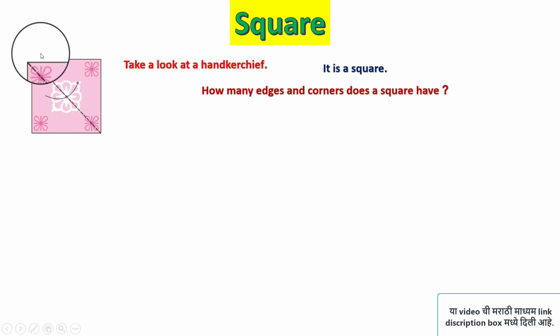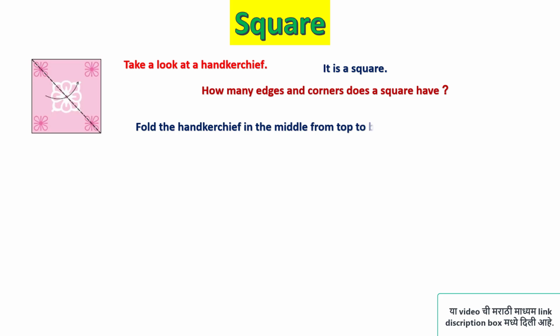Look at this picture. This is a handkerchief and the shape of a handkerchief is square. The square has 1, 2, 3 and 4 edges and 1, 2, 3 and 4 corners. But first we find out the method of searching. Hold the handkerchief in the middle from top to bottom as well as from side to side to see if the opposite sides are of equal length.